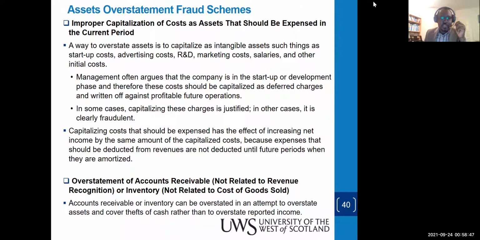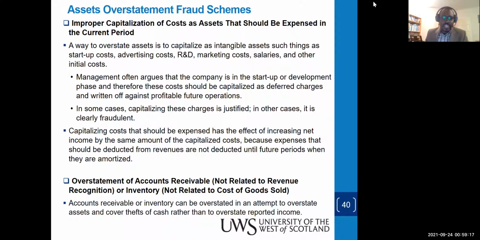Okay, so it's interesting why they do that, because accounting somehow gives them that chance to do that. Expenses and assets all have debit balances. So who will see it? Okay, who will see it? So management will often argue that the company is in a startup mode, developing phase, so they would think that these need to be capitalized and they will be written off later against profitable future operation. But it's criminal. It's criminal.